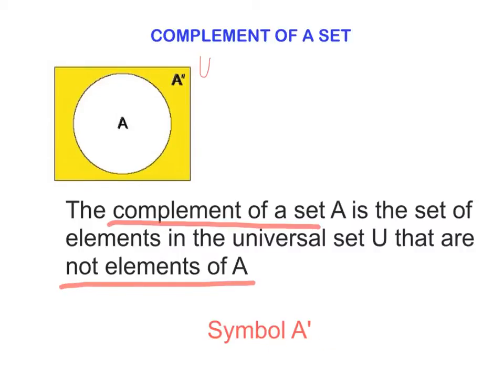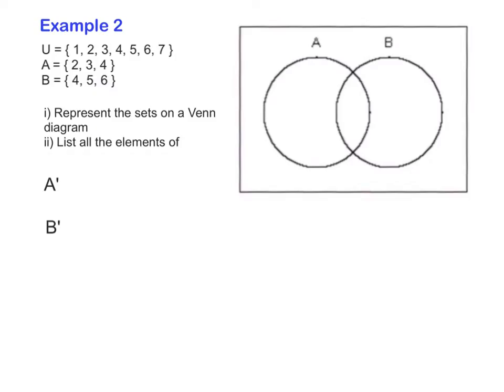This is the symbol of complement, and take the definition down in your copies, the symbol and the diagram as well, and shade it in color. So how does it look in our Venn diagram? Let's do example number 2. We have universe, set A, set B, and first we need to represent the sets on a Venn diagram.